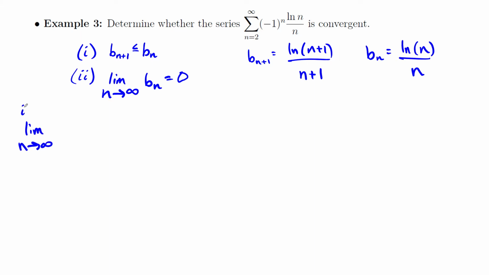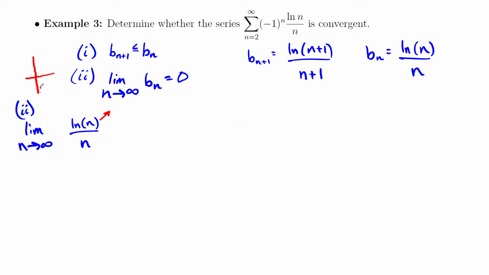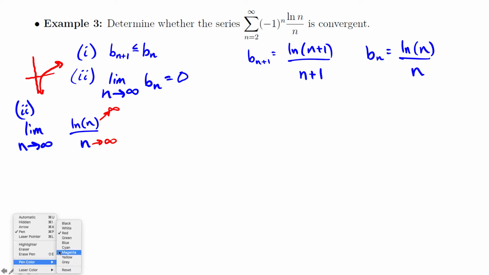So starting with condition 2, we want the limit as n goes to infinity of the natural log of n over n. Now let's think about what the numerator and denominator are doing here, right? As n goes to infinity, like we said, the natural log, it's a slow growing function, but it is a growing function nonetheless, right? That's what the natural log graph looks like. So as n goes to infinity, this will go to infinity, right? And of course, this one goes to infinity. So whenever we have infinity over infinity, what should we be thinking? That's right, L'Hopital's rule, right?